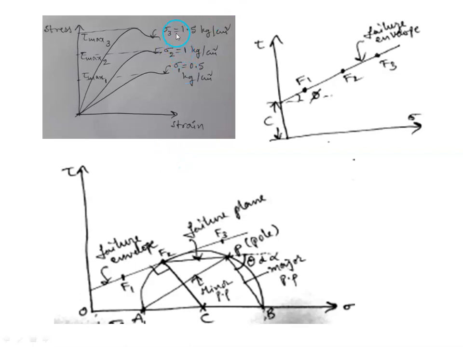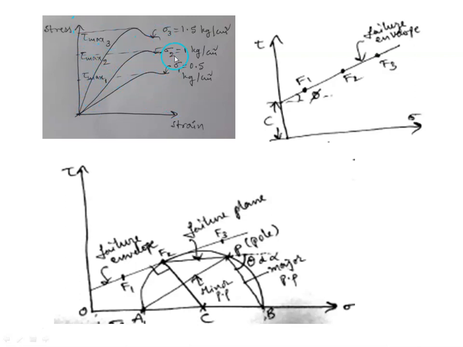So for each normal stress, we can plot the graph between stress and strain, so that we will get three curves like this. Generally we will be taking 0.5 kg per centimeter square, 1 kg per centimeter square and 1.5 kg per centimeter square. So for each specimen, we'll be finding the stress and strain values, and then they'll be plotted on a graph like this. So the peak of this curve represents the maximum shear stress. So we'll be getting 3 normal stresses and their corresponding shear stresses.